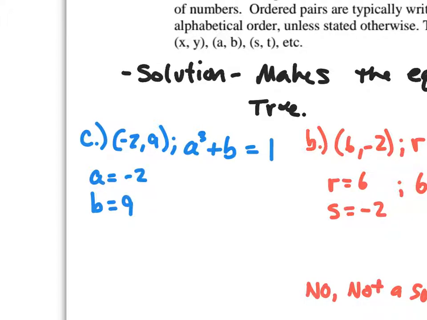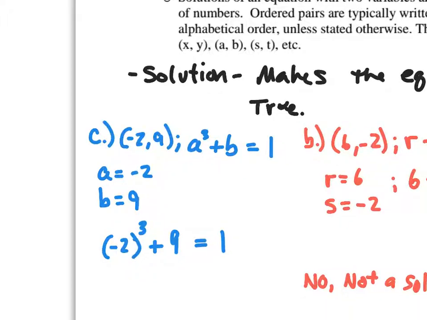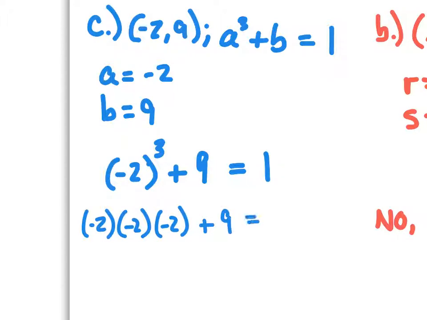Now I'm going to plug these values in. This is where it also gets a little tricky. I'm going to do this down here, and I'm going to need a little bit of space. If I do a cubed, I'm raising -2 to an exponent, so I'm going to put -2 in parentheses and raise that to the third power. Then I'm going to add b, which is 9, and we'll see if that gives me 1. So -2 cubed is -2 times -2 times -2, and then plus 9 is equal to 1.